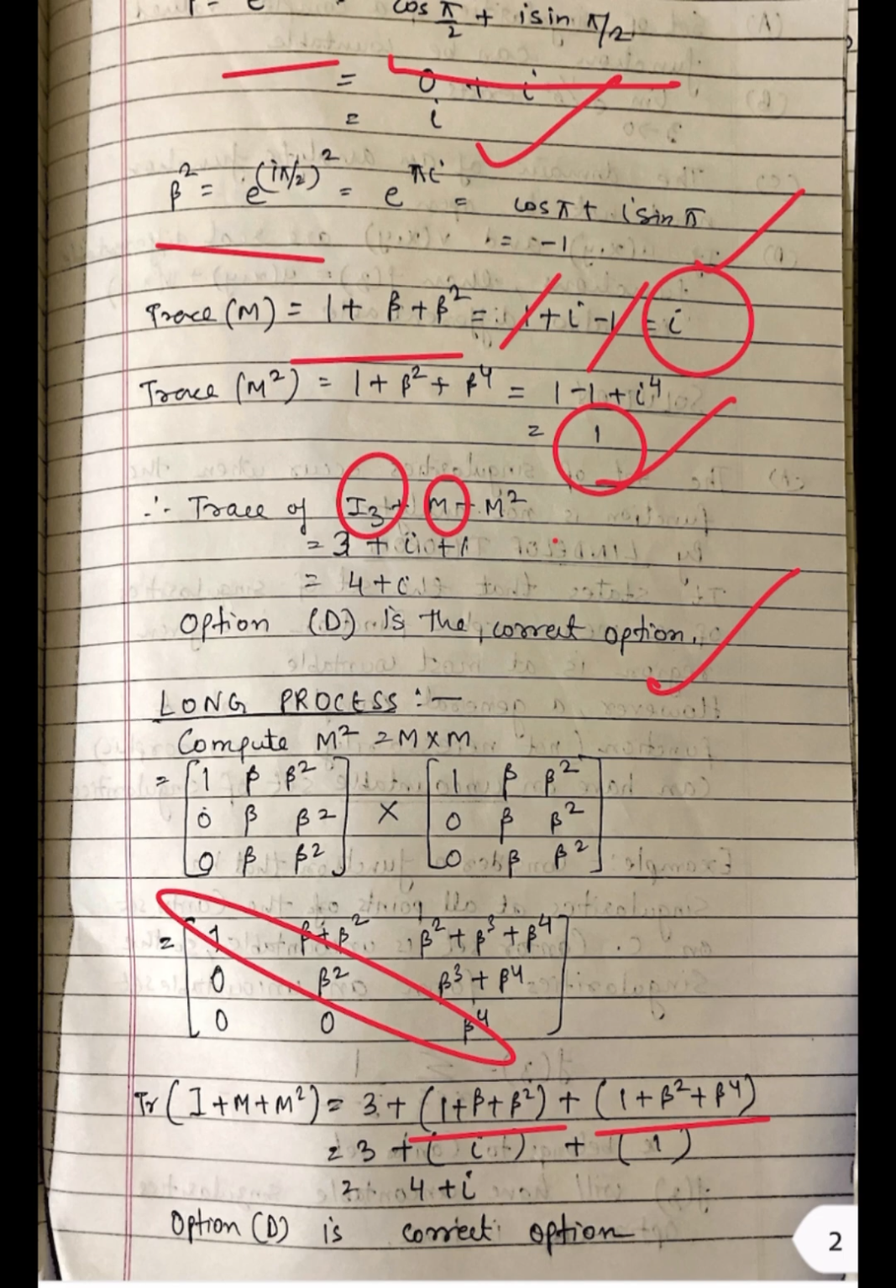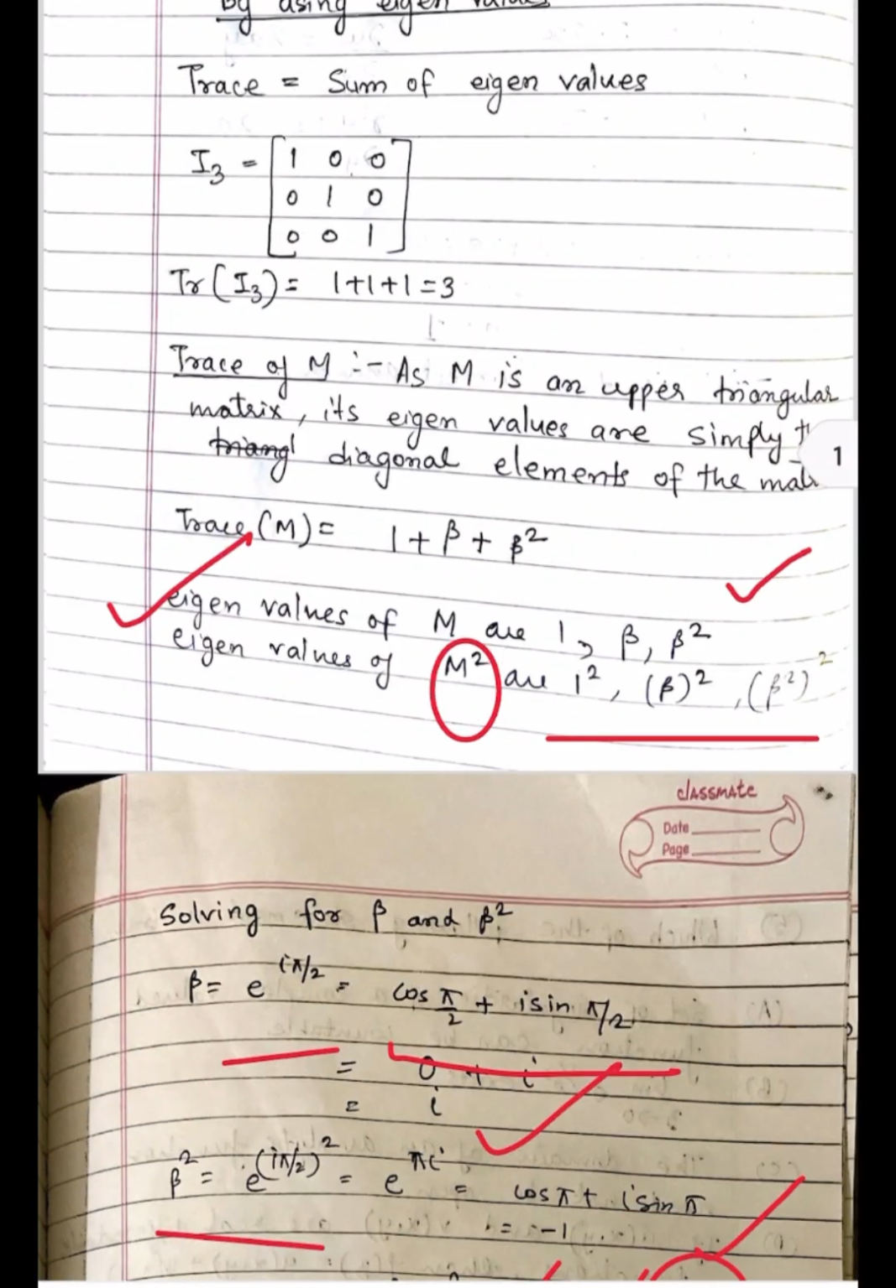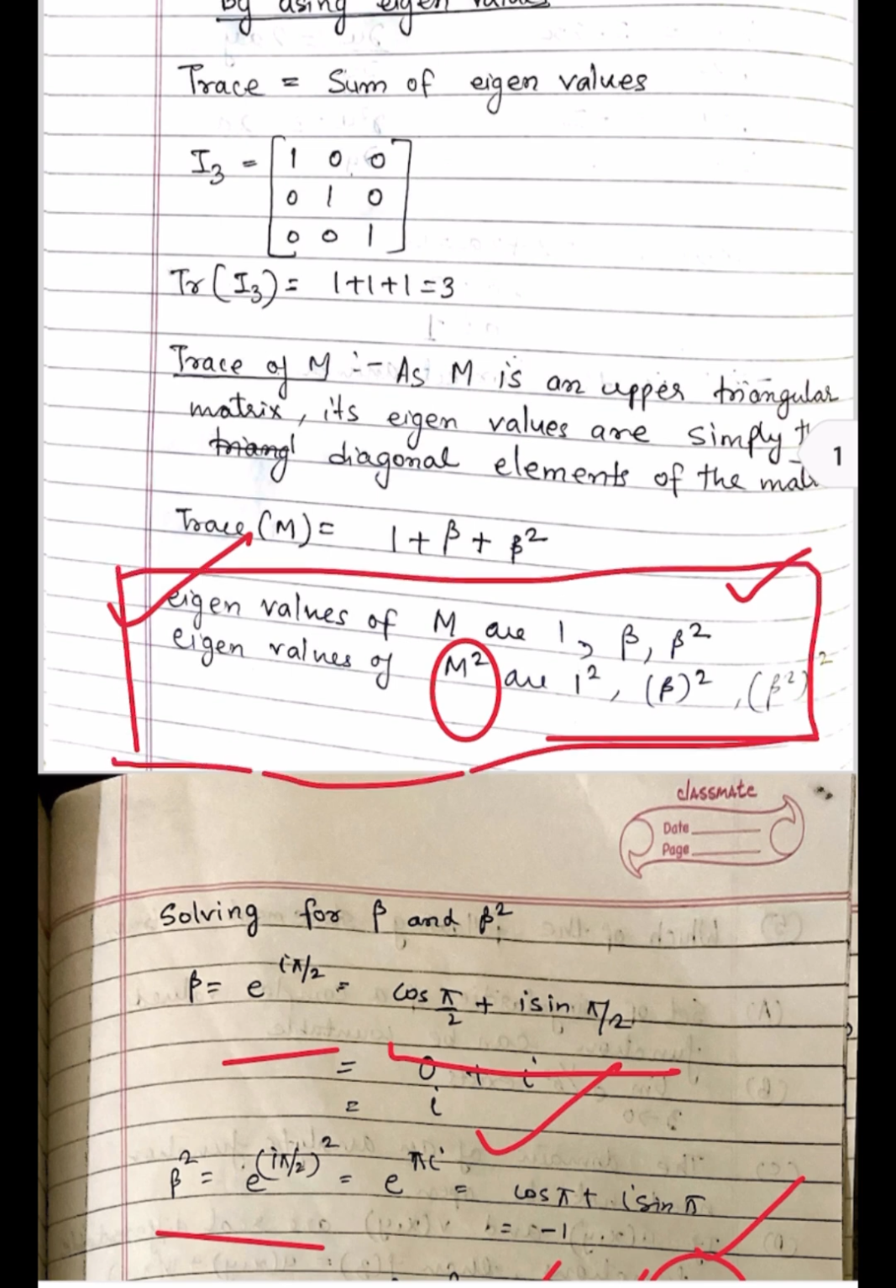But I suggest that in a competitive exam, it takes a long time to compute this M square. So directly use the property of matrices that if the eigenvalues of one matrix are known to us, we can calculate the eigenvalues of M square, M cube by straight away taking the square or the cube whenever needed. So this is the property. This property we will apply here to save our time.